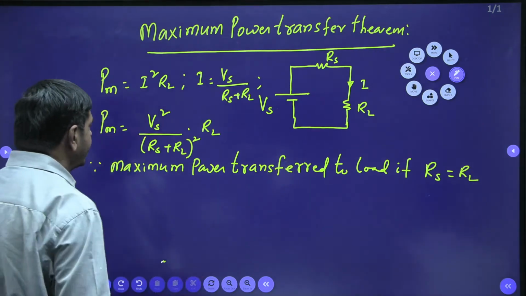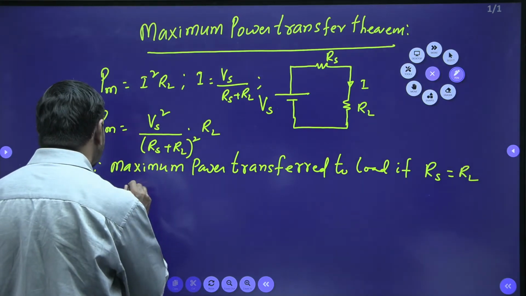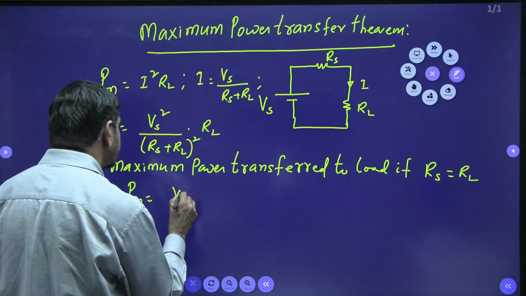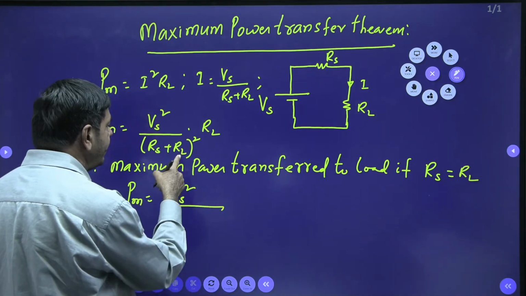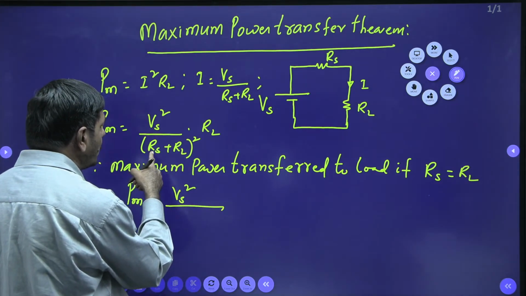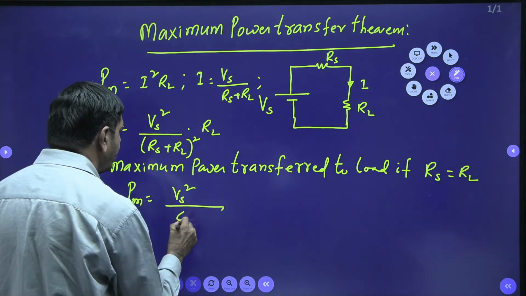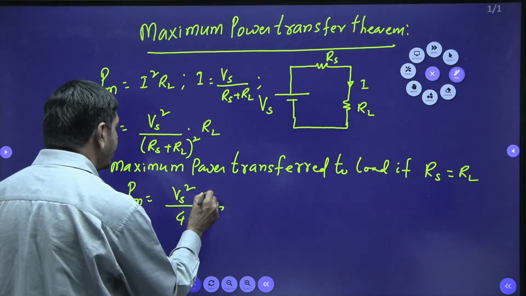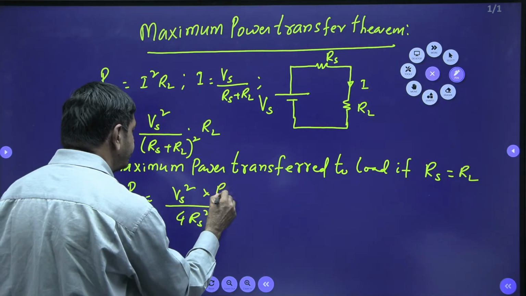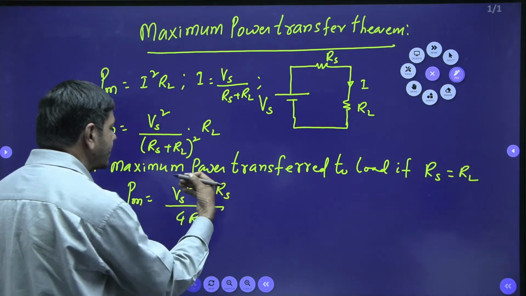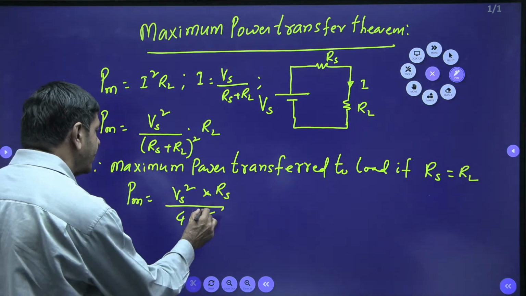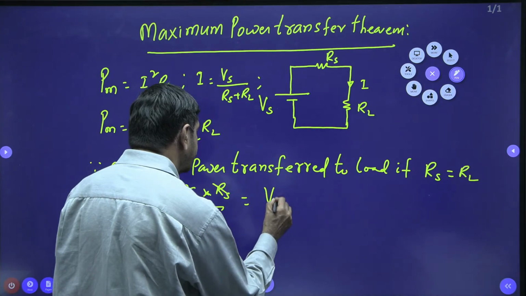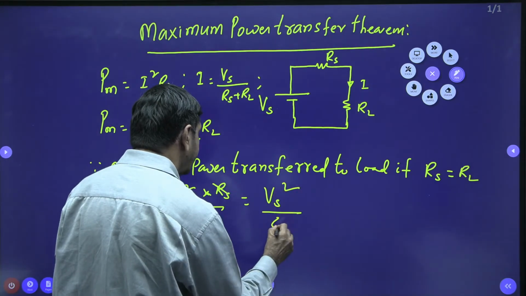But I am putting it directly here now. The maximum power transferred to the load can be calculated as Vs square by (Rs plus Rs), that is 2Rs whole square, which is 4Rs square, into RL. RL equal to Rs I have taken now. Wherever RL is given, I have taken Rs. The square and Rs I can cancel, and finally I am getting Vs square by 4Rs.